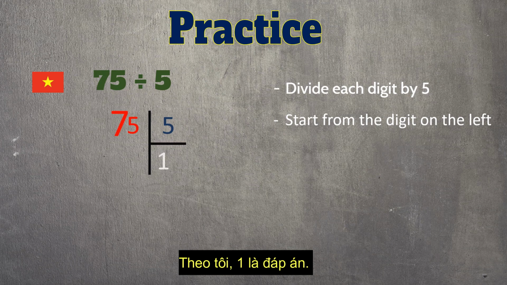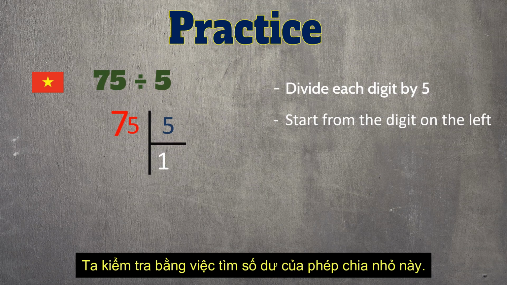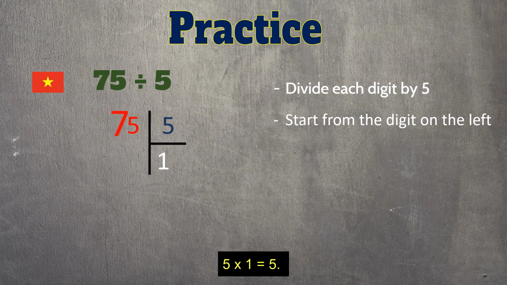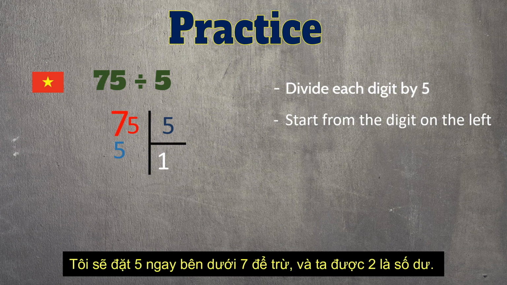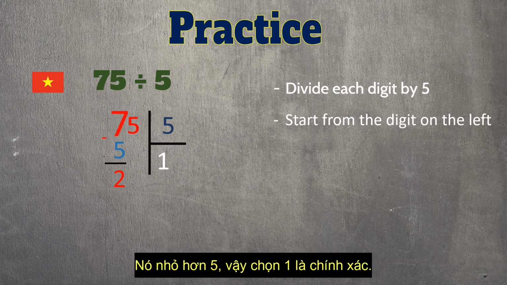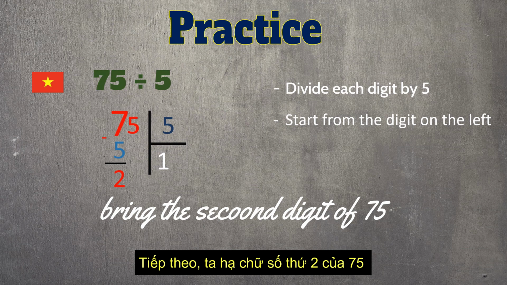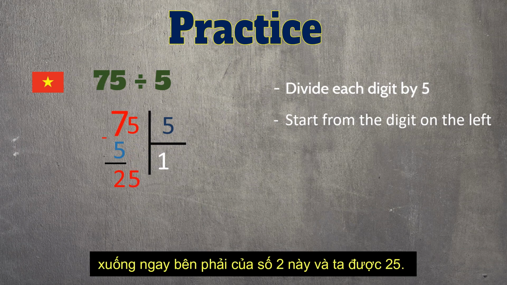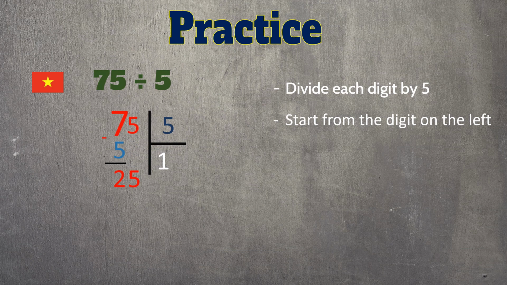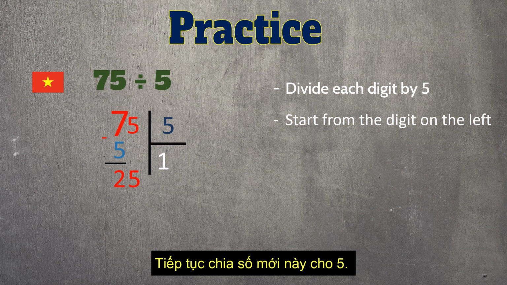1 is my answer. Let's check by finding the remainder of this small division. 5 times 1 equals 5. I put 5 right under 7 to subtract. And 2 is the difference or the remainder of this small division. It's smaller than 5, so 1 is correct. Next, we bring the digit of 75 down to the right of 2, that makes 25. We continue to divide this number by 5.